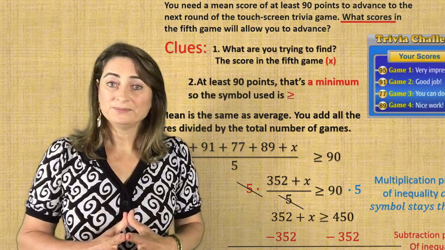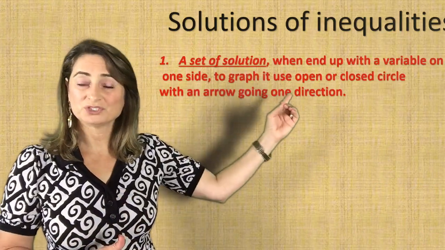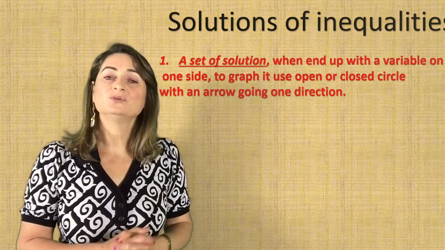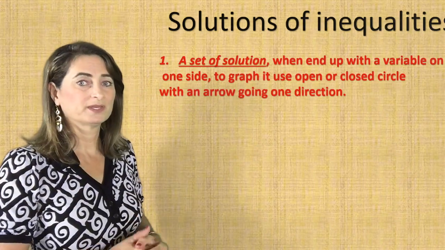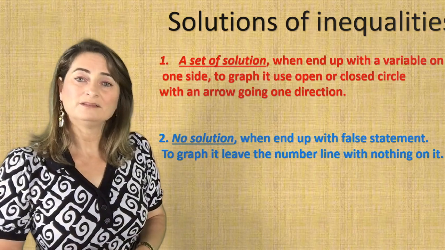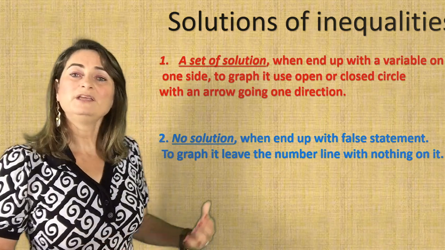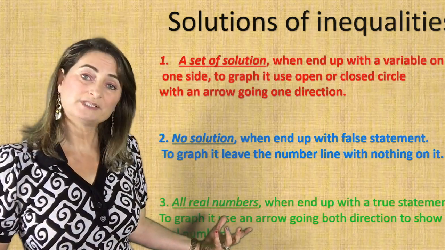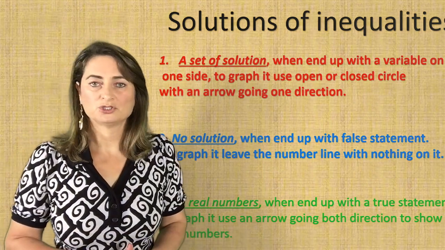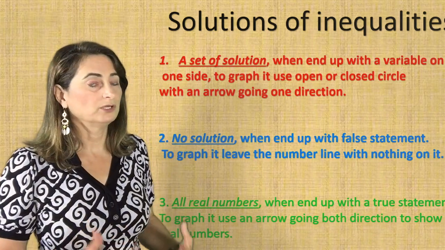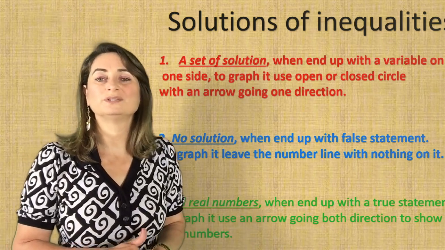Now, remember, what are the solutions we talked about? You can have a set of solutions. To graph that, use an open or a closed circle with an arrow going one direction, because that shows you one set of solutions. If you get a false statement, then there is no solution. To graph that, just put the number line and don't do anything with it. If you end up with a true statement after solving the inequality, then all real numbers are true solutions. So when you graph it, put an arrow going both directions to show all real numbers.